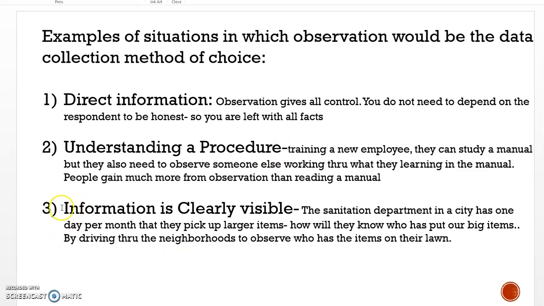And lastly, you'll want to use this when the information is clearly visible. For example, the sanitation department in a city has one day a month that they're going to pick up larger items. How do they know where to go? Well, they're going to drive around and they're going to see who has large items on their lawn. By observation, they're going to know which house to go to. So these are the situations in which you would use an observation.